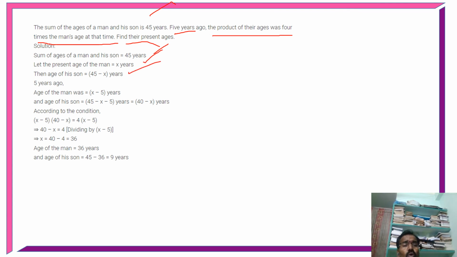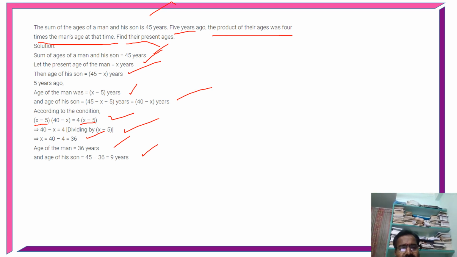Then 5 years ago, ago means minus. The man's age 5 years ago was x minus 5. The boy's age 5 years ago was 45 minus x minus 5, that is 40 minus x years. So according to the condition, their product is (x minus 5)(40 minus x), equal to 4 times the father's age at that time. After simplification, you frame the quadratic equation and find it. So we got the man's age as 36, and as we know, 45 minus 36, the son's age is 9 years.